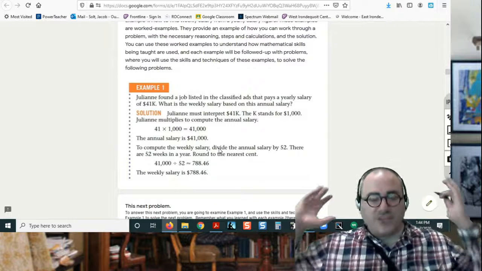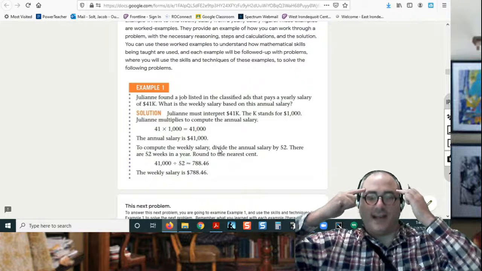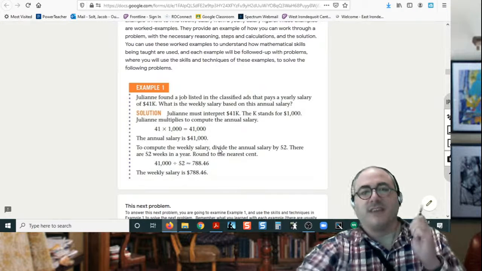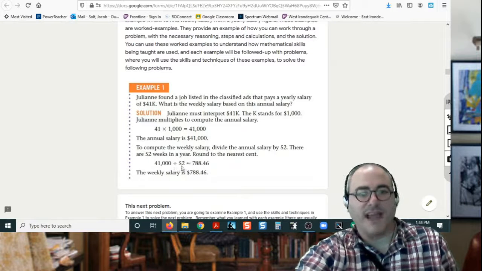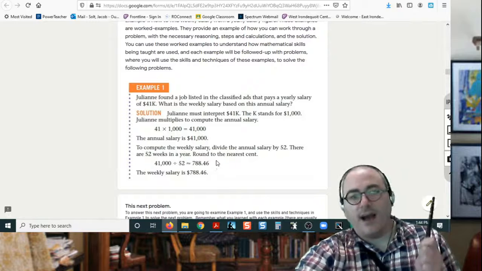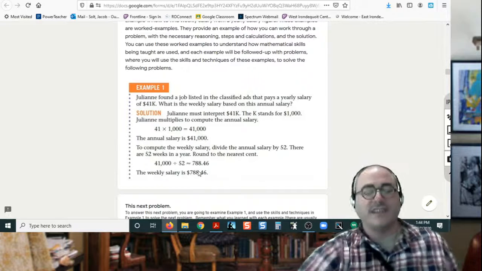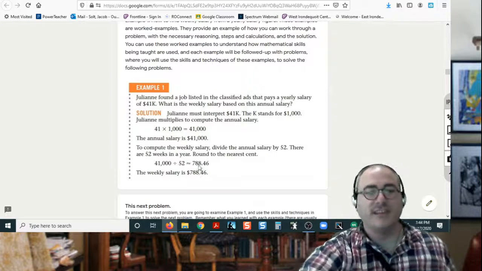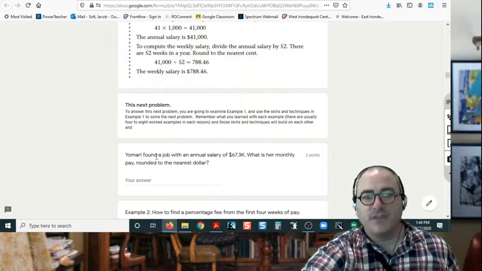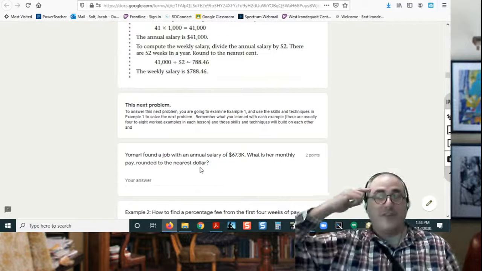Okay, she makes $41,000 per year. We know there's 52 weeks in a year. So what we're going to do is take that 41,000 and divide by 52. Right? When we put that in our calculator, we get 788.46. So she makes approximately $788.46 per week. So that's the problem. Here's how to arrive at the solution. And here's one that's going to be very similar to that. I want you to find the monthly pay because you know that there are 12 months in a year.